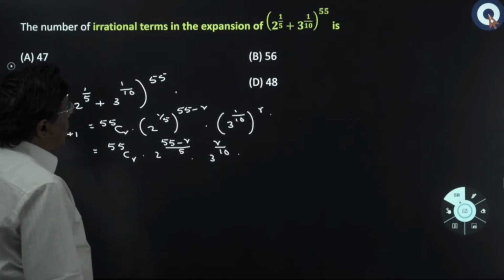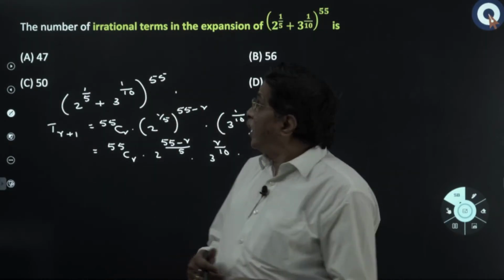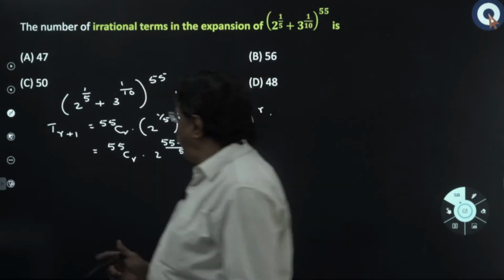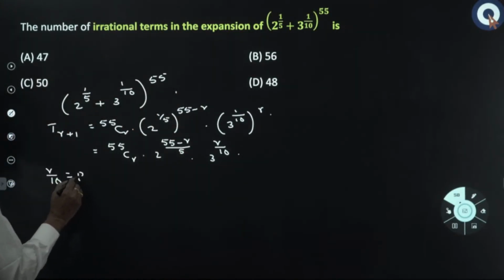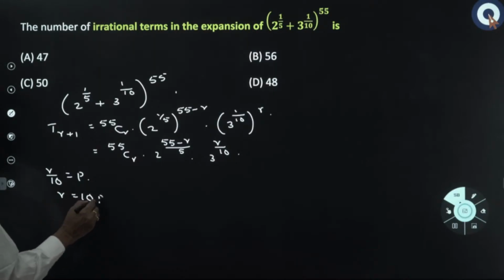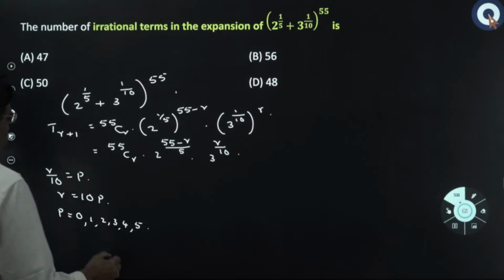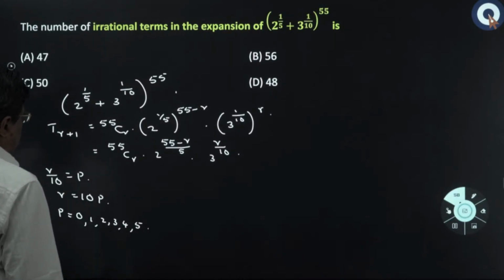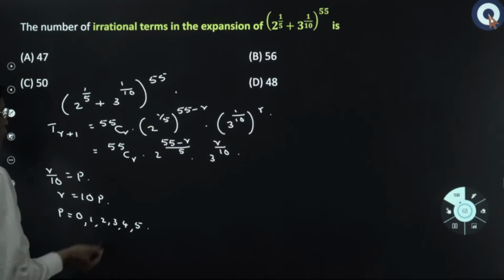We will find the rational terms, and if we subtract the rational terms from the total number of terms, we get the irrational terms. So for that, r/10 must be an integer. For it to be rational, let us say r/10 = p, so r = 10p. And here p takes values 0, 1, 2, 3, 4, 5. When p is equal to 5, we get r = 50, and that's the maximum, so it can't exceed 55.